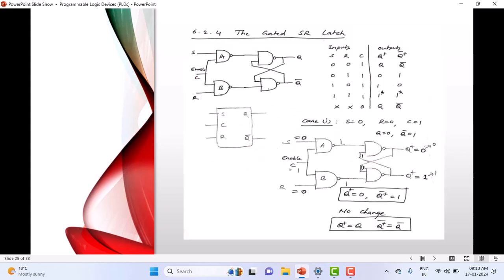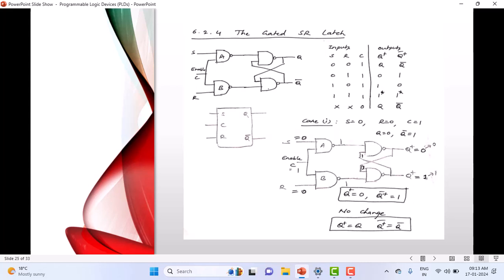Let's come to the gated SR latch. This is the first step to understand the master-slave JK flip-flop. SR latch, gated SR latch. Look at this, try to understand this better. As I told you, this is part of the previous circuit we were discussing. Look at this part. What is this? S bar, R bar latch. And this is the gated input. Why do we call it gated input? Because we take one of the inputs of this gate and connect it to the enable.